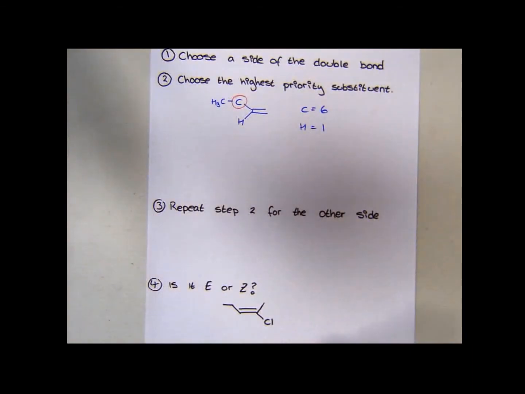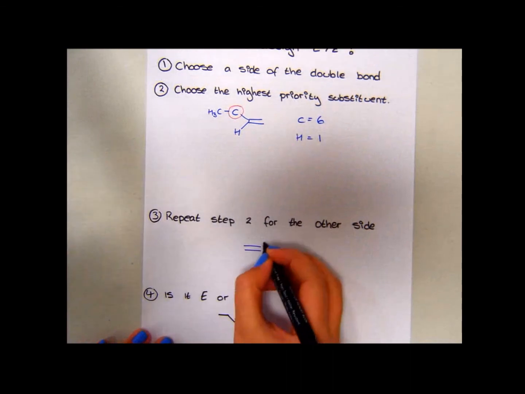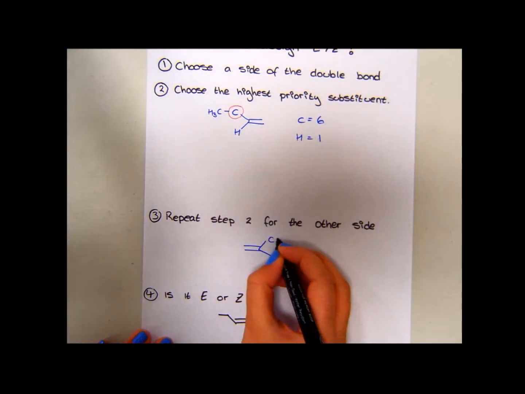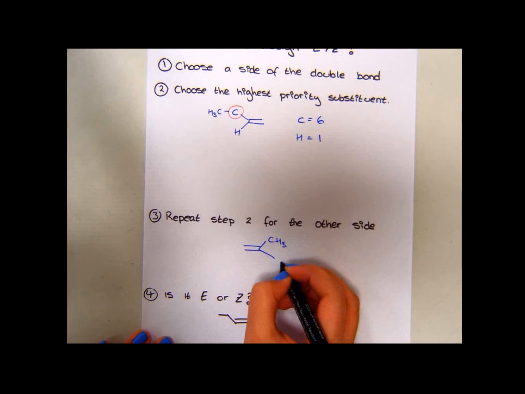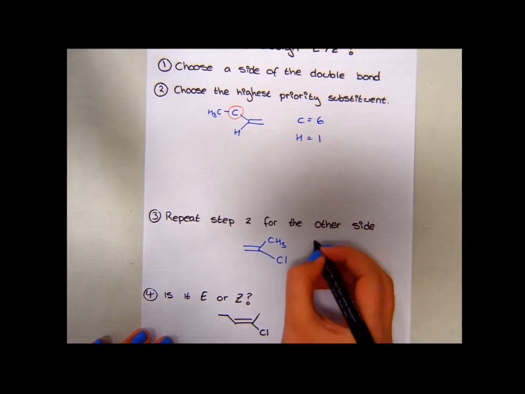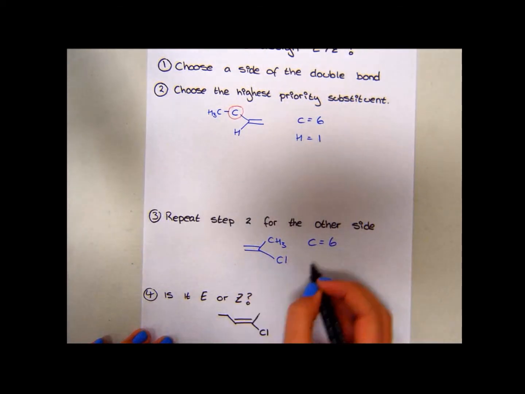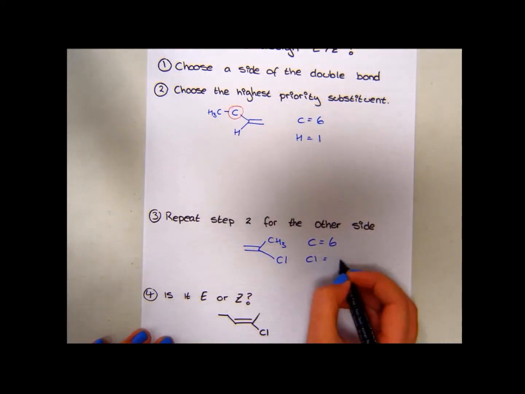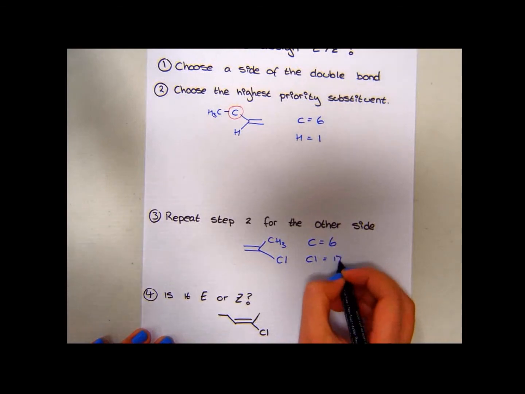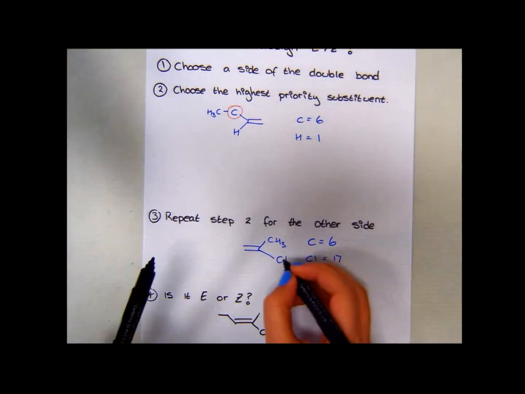We can then repeat this step for the right hand side, which looks like this. So following the bond up, we reach a carbon, which has the atomic number of 6, and following the bond down, we reach a chlorine with the atomic number of 17. The chlorine has the highest atomic number and is therefore the highest priority substituent. So we can circle this.